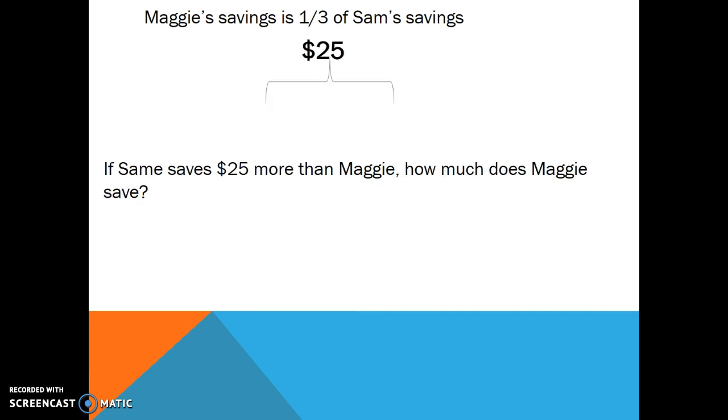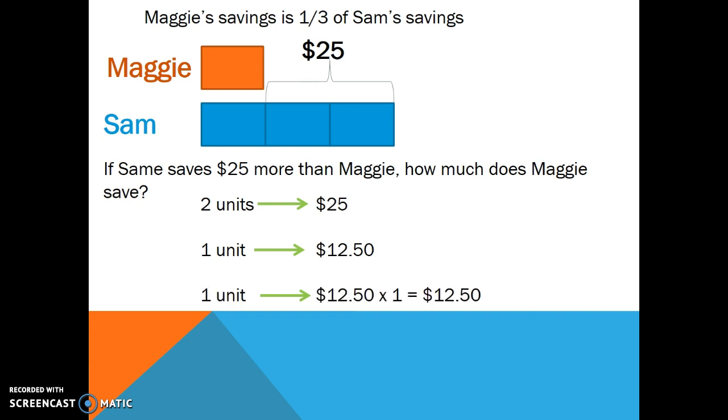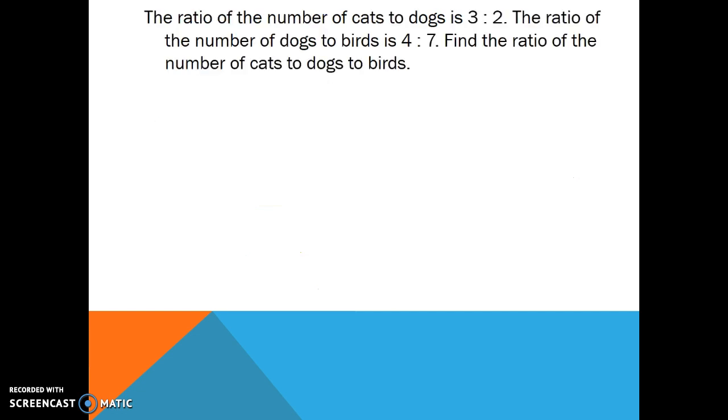Letter B says, if Sam saves $25 more than Maggie, how much does Maggie save? You should have hopefully assigned those 2 extra units that Sam has to $25, and then we just solve using the unitary method. 2 units equals $25, so 1 unit equals 25 divided by 2, which is $12.50. And we are done because Maggie only has 1 unit. $12.50 times 1 is $12.50.